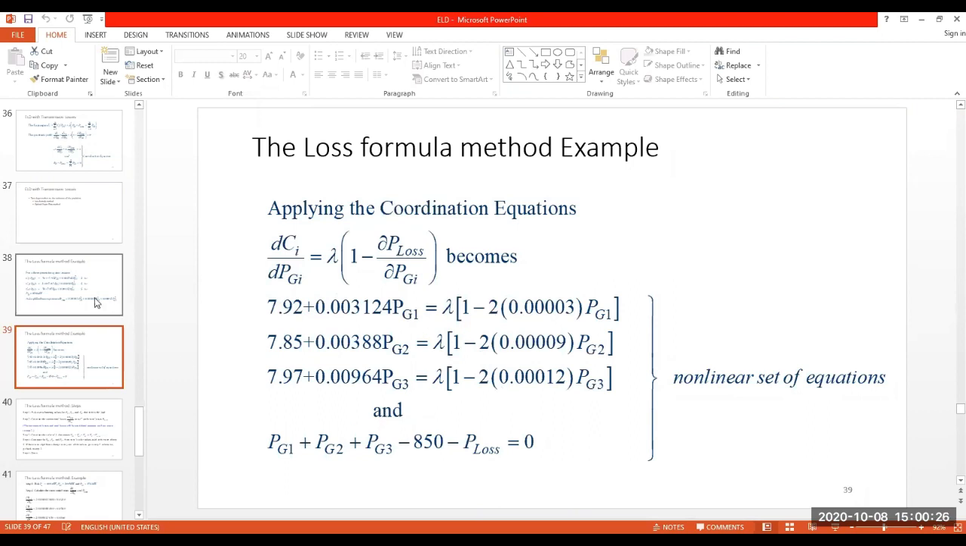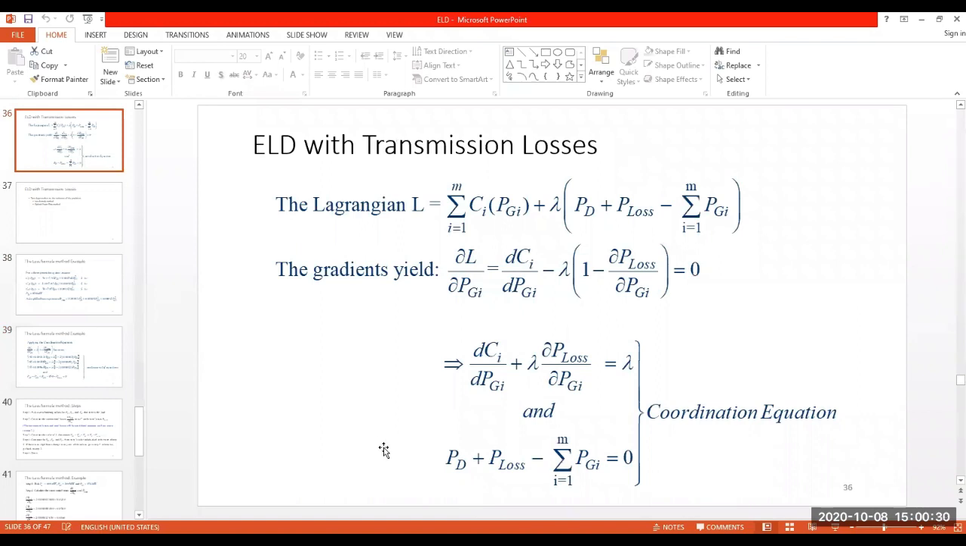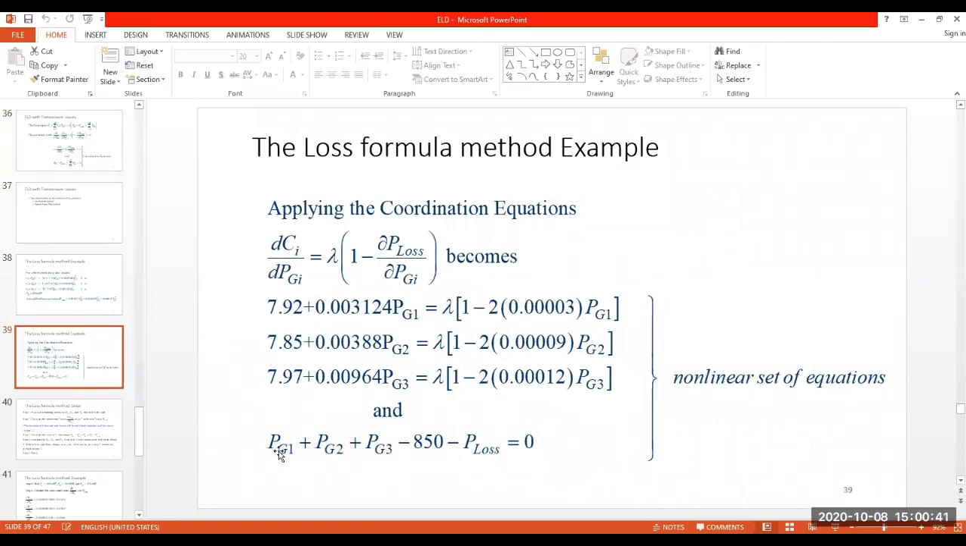And from the second part of the coordination equation, remember the second equation in slide number 36, you simply write P demand plus P loss minus summation of PGi equals 0. So this is PG1 plus PG2 plus PG3, the summation of PGi, minus P demand, which is the 850 given in the question, minus P loss. This is unknown; you don't actually know P loss till now. That should be equal to 0.